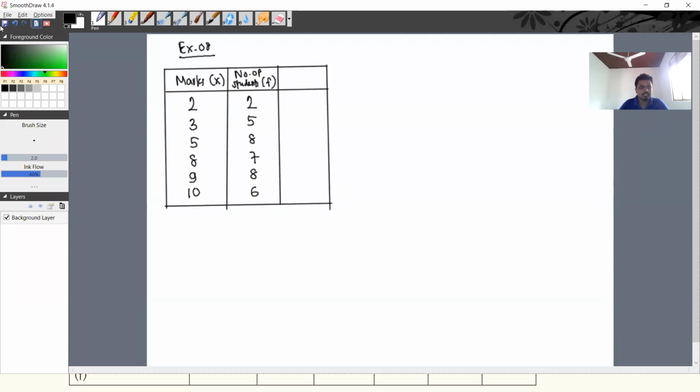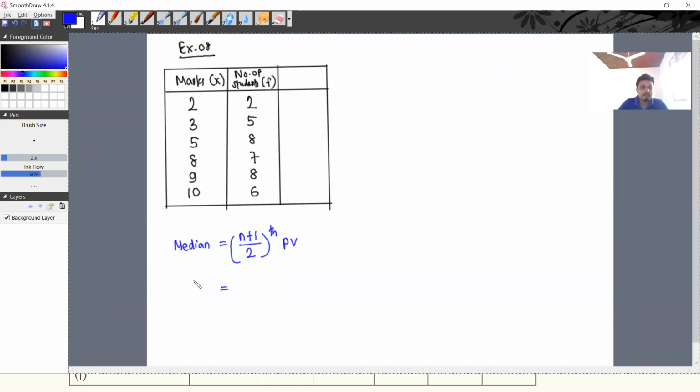What we need to find? We need to find the median value. මධ්‍යස්ථාගයයි අපි හොයන්න ඕන. Whether it is individual data or whether it is ungrouped frequency distribution, we can find the median by using this formula. N plus 1 over 2 positional value. Right.